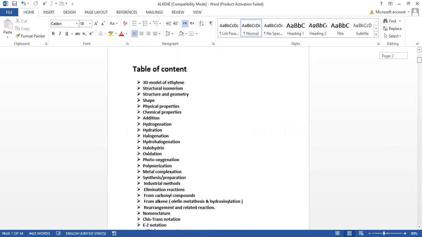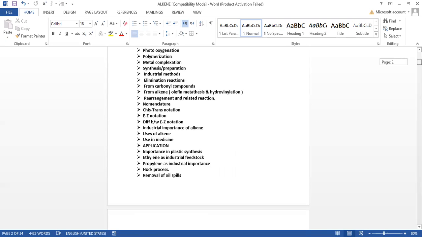The table of contents are as follows. First of all, we'll see the 3D model of ethylene, then structural isomerism in alkene, and then structure and geometry of alkene, and after that shape, physical properties, chemical properties, and in chemical properties all the reactions are included. After that we'll talk about the nomenclature, and then cis-trans isomerism, and after that E-Z notation, and after that what is the difference between E and Z notation, and its applications, which include the industrial importance of alkenes.